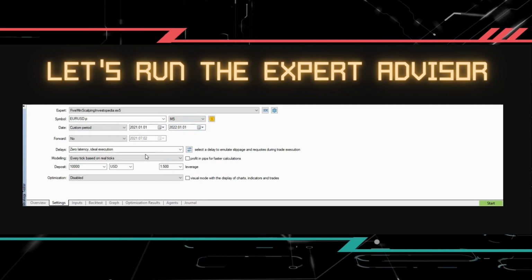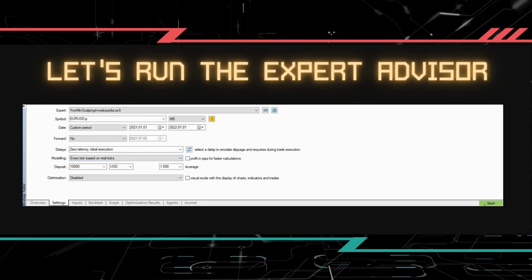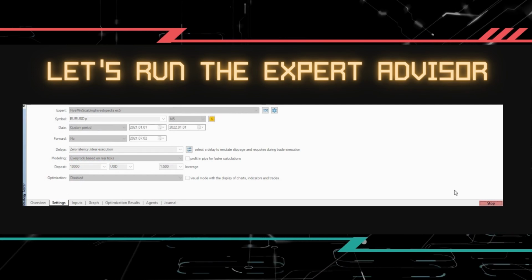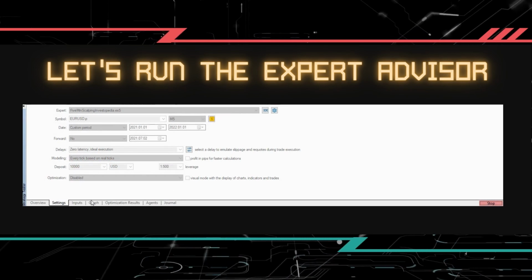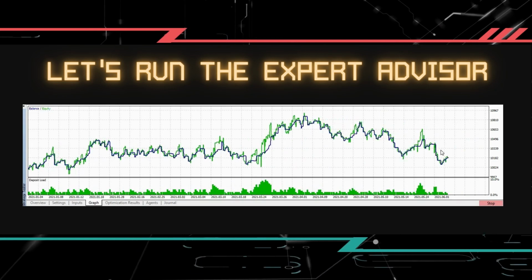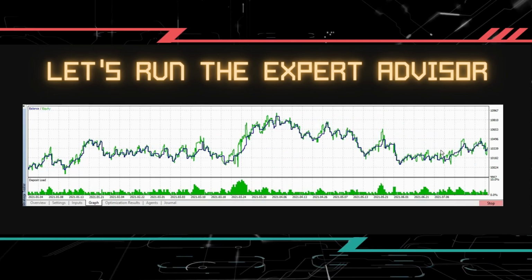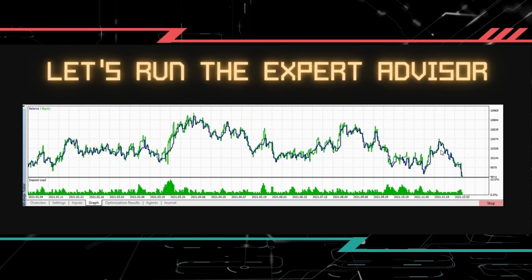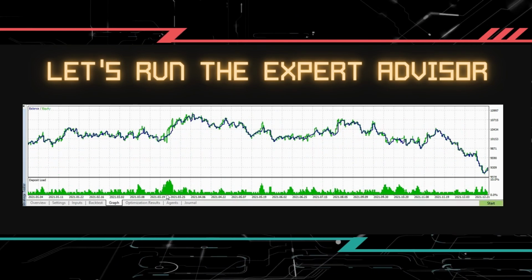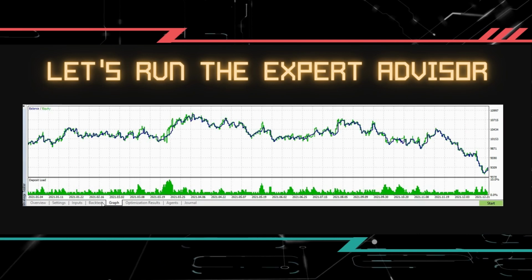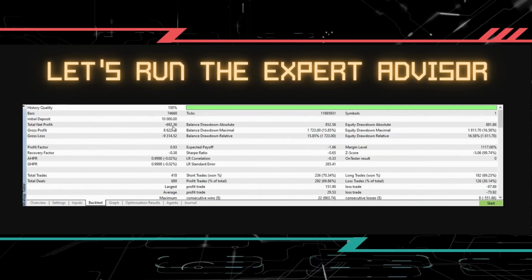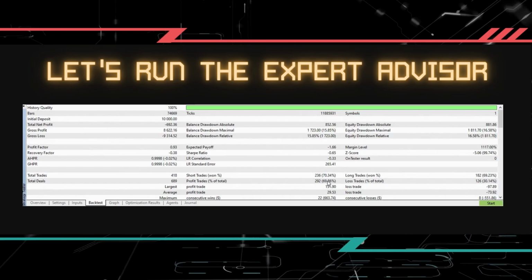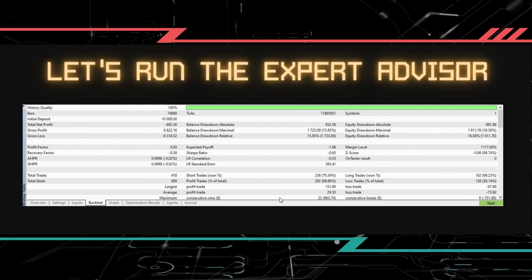We will let the expert advisor run for a while. Let's see the result. From the backtest statistics, we can see that this strategy gave a negative return of $692.36. Even though the strategy has a win rate of 69.86%, the end result is still negative.